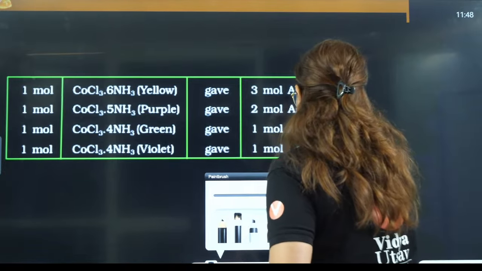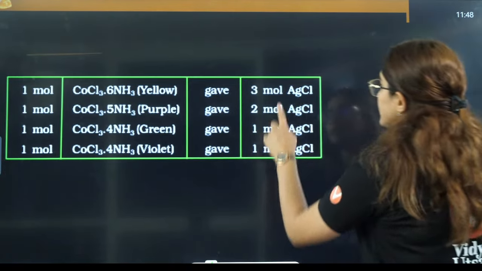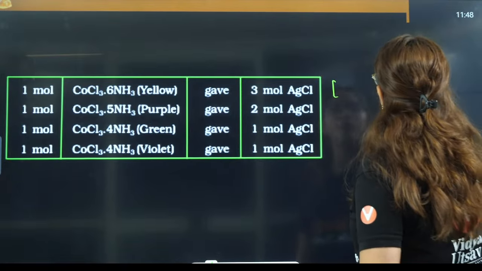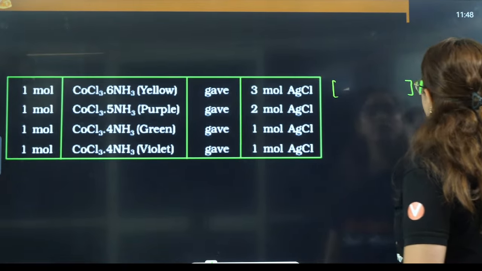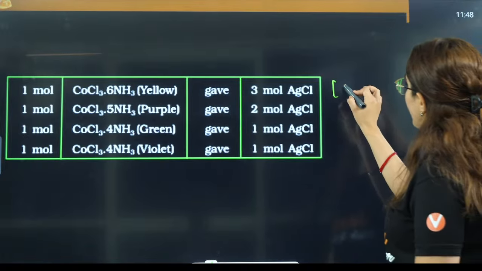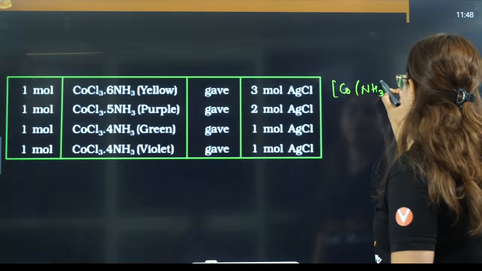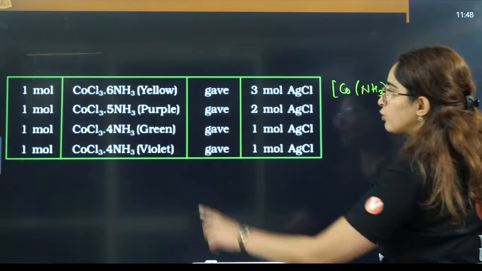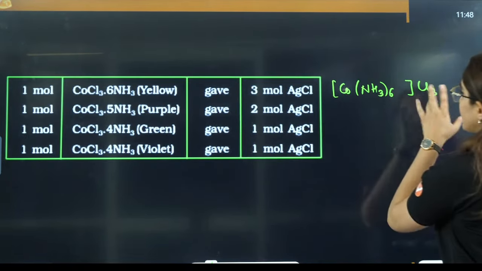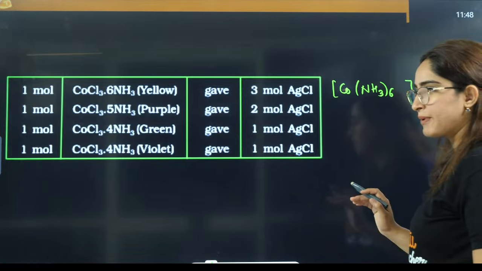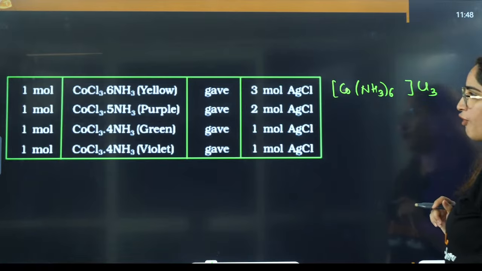Wait. So if I talk about this thing here, 3 moles of Ag are formed, that means 3 Cl are outside. Okay, now you have cobalt. How many ammonia you have? 6 ammonia you have, right? And 3 chlorine you have used, the 3 chlorine outside this, right? So that becomes, this is the formula here.